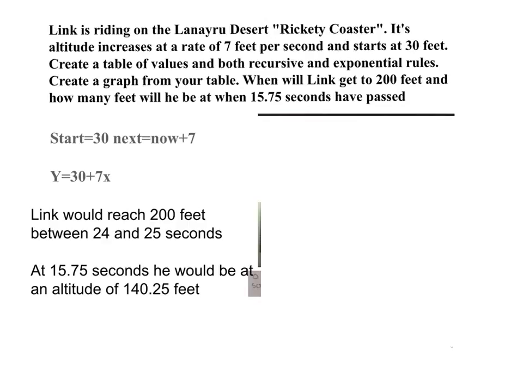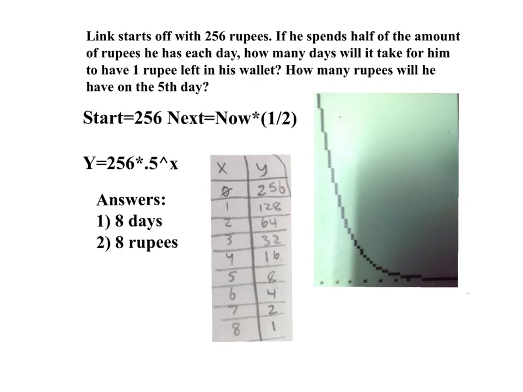To solve the problem, when will Link get to 200 feet, we can put the y equals equation into a graph and find that after 24 seconds he would reach 200 feet. To answer the second part, how many feet will he be at when 15.75 seconds have passed, we can plug it into a table. Then we can find when 15.75 happens, and he would be at an altitude of 140.25 feet.